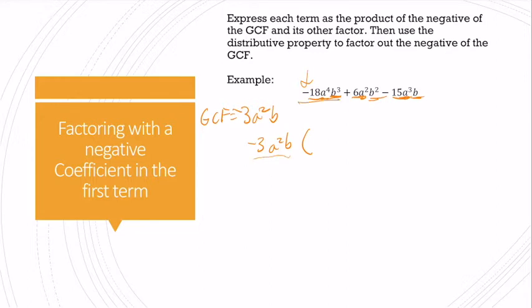Negative 3a squared b times what gives me negative 18 a to the fourth b cubed? And that's going to be 6a squared b squared. Then I say, okay, what do I multiply negative 3a squared b by to get 6a squared b squared? Well, that's negative 2b. And then what do I multiply negative 3a squared b by to have it look like negative 15a cubed b? The answer to that is going to be 5a. So there we have fully factored by pulling out the negative in our leading coefficient.